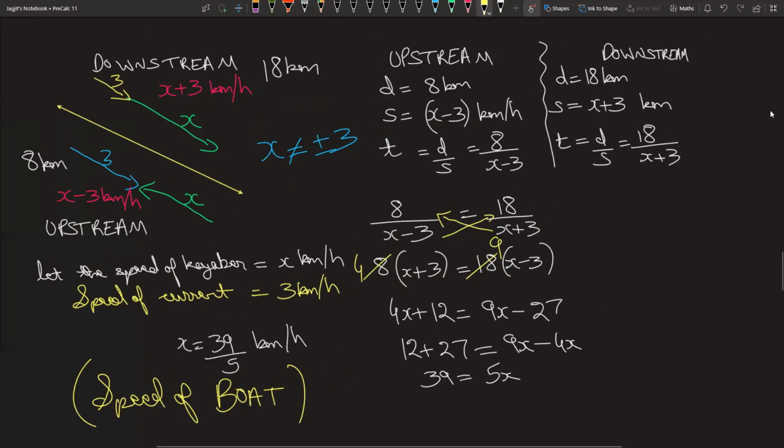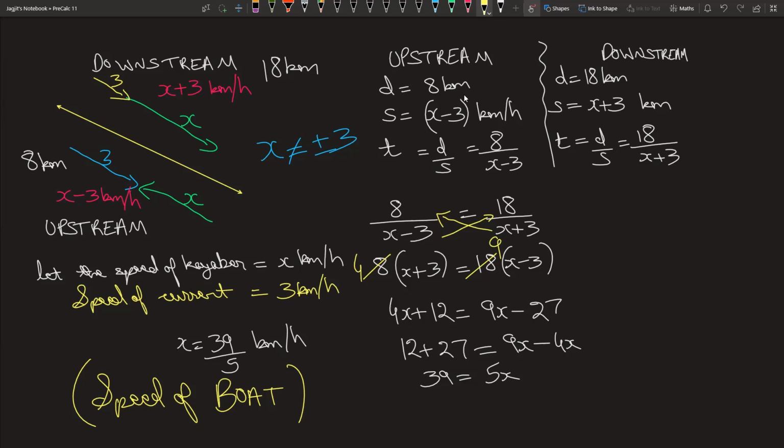What the question said was, the river has a speed of 3 kilometers per hour. These kayakers, when they go downstream, travel 18 kilometers in the same time as they take to travel 8 kilometers upstream. So going downstream, their speed will be x plus 3. Time will be distance over speed, which is 18 over x plus 3.